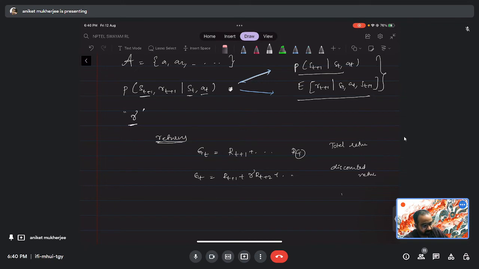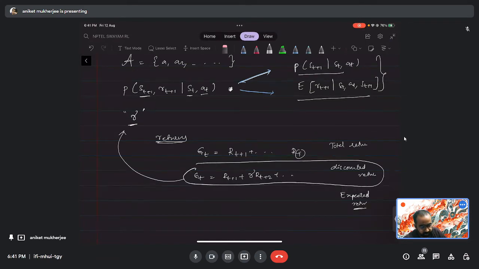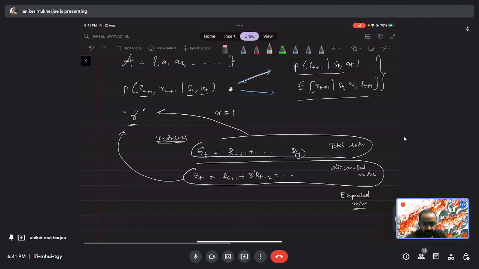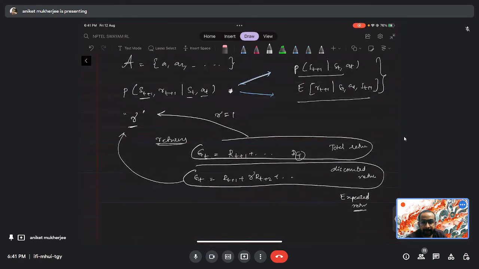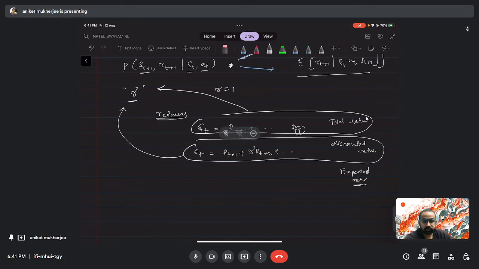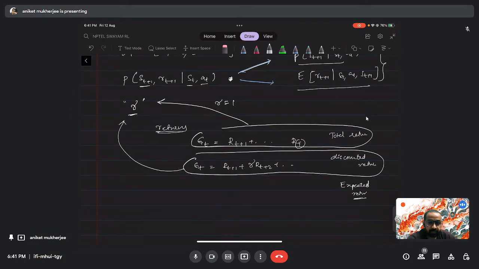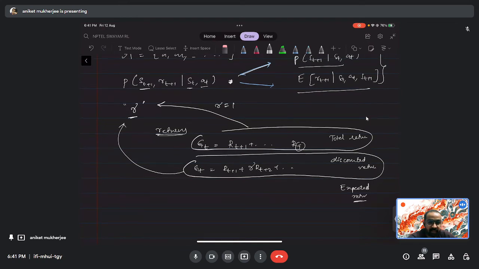Then there is expected return. So if you have this setting, then the MDP would have a gamma. Even if you have this setting, the MDP would have a gamma, but the gamma is equal to 1. I hope that is also clear to you. Can gamma be greater than 1? You tell me what happens if gamma is greater than 1.